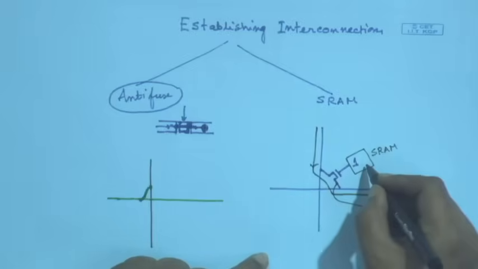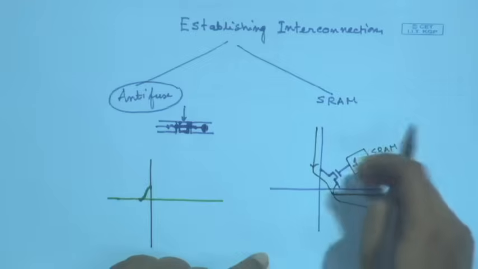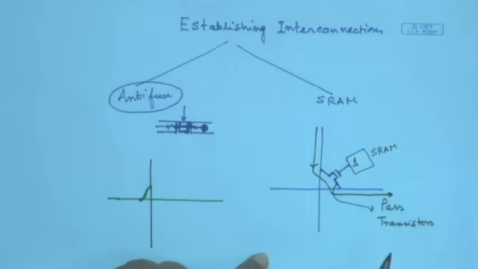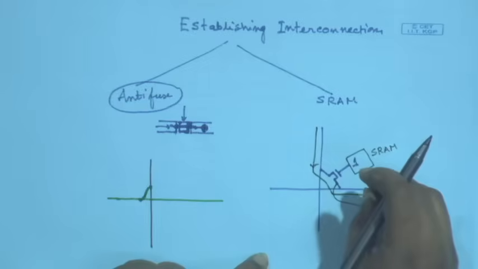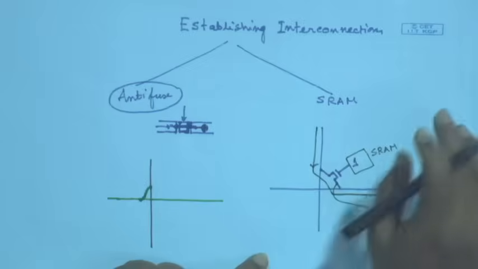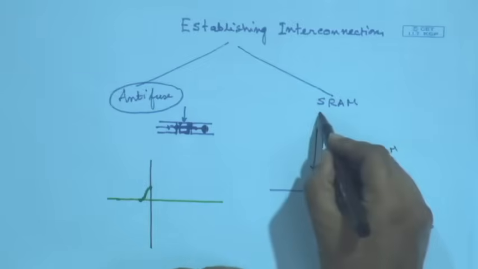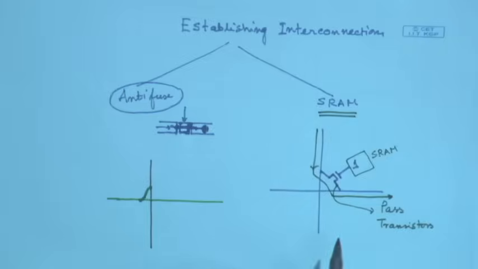And if I make it 0, then obviously this connection is snapped. Therefore, such interconnection is programmable. At will, I can establish the connection or can withdraw the connection. So, SRAM is very popular and used. Antifuse is of course not programmable, but that is another way we can establish the interconnection.